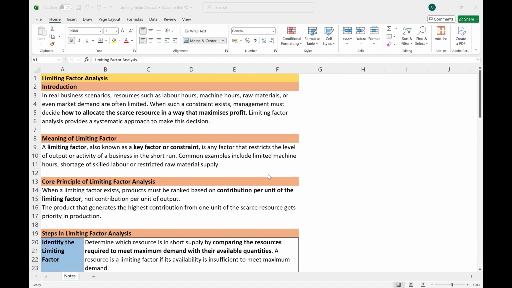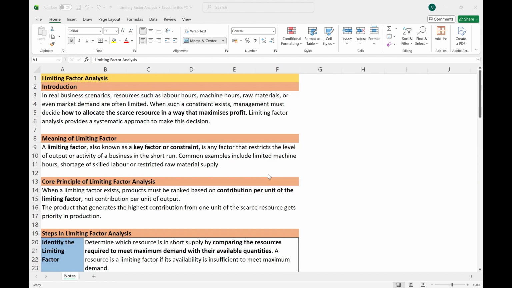Since the organization cannot increase this resource in the short term, see what did I tell in the beginning? That limiting factor analysis is a short term decision making technique. So these resources where an organization is facing a shortage, they can't be increased overnight. They can't be increased in the short run. Therefore, the focus of the organization's management shifts from maximizing total contribution to maximizing contribution per unit of limiting factor. What did I just say? That the focus of the management shifts from maximizing total contribution to maximizing contribution per unit of the limiting factor.